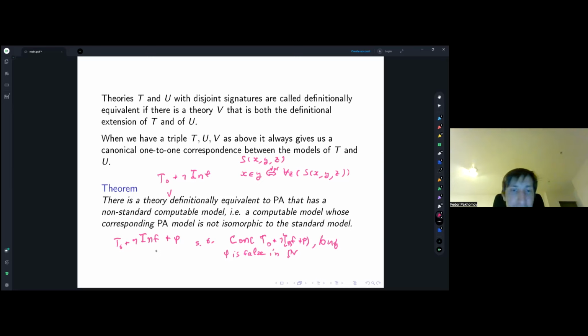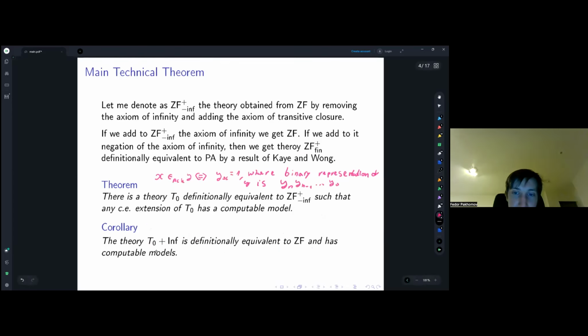So in a sense, when working with definitional equivalence theories, you casually use sentences written in the language of the joint definitional extension, and this is not a problem at all. It's simply a bit confusing, but nothing actually complicated is happening at this point. So this is basically the main theorem.